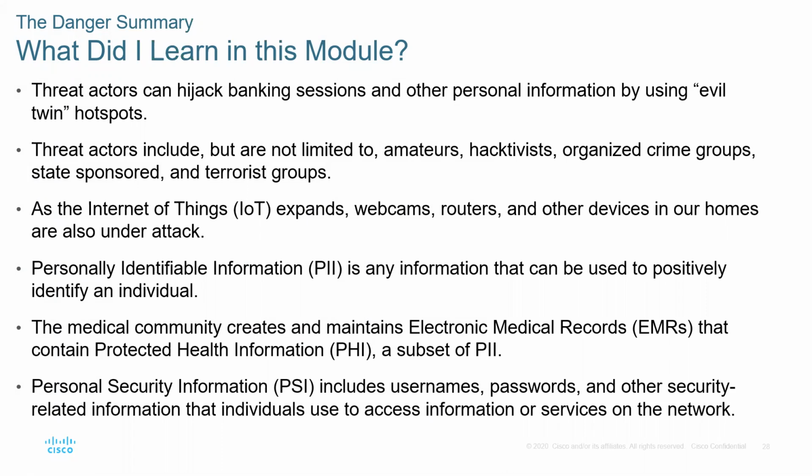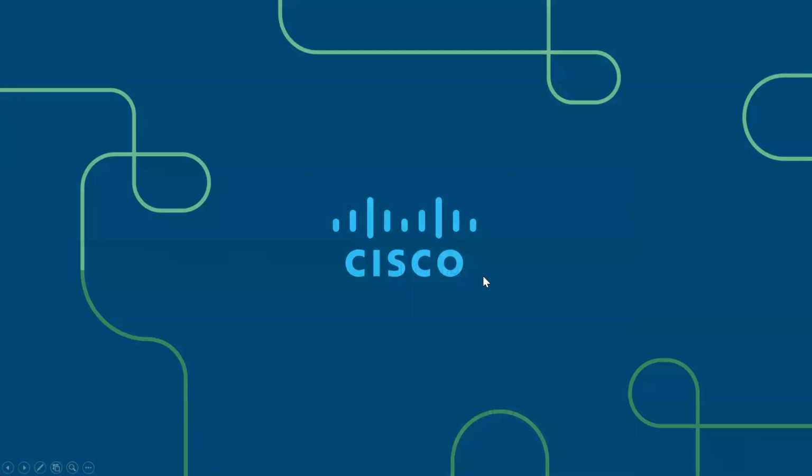And then we talk a little bit about PII, and that's one of the main things that we're going to try to protect over time, obviously: PII, PHI, your medical records, as well as your PSI, which is your usernames, passwords, and other security-related services. So that's the end of what the PowerPoint has out there today.